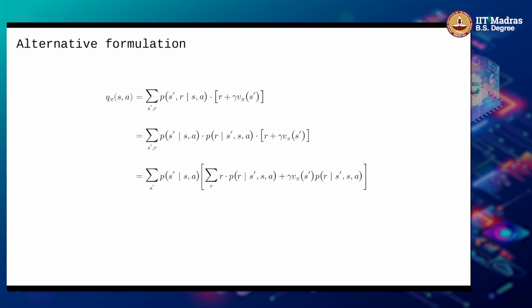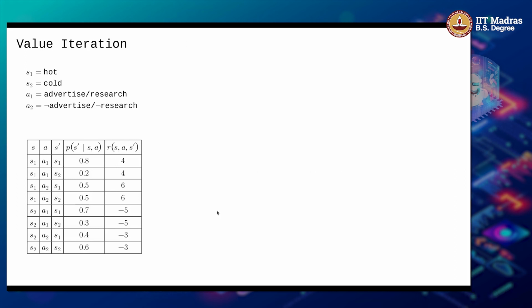Okay, so if you do these two changes, you end up with summation over just S prime, P of S prime given S comma A into the reward expectation plus gamma V pi of S prime. Okay, it is this form of Q pi of S A that we'll plug into the value iteration update rule. Okay, so what we have now is the tabular form of the MDP on the left.